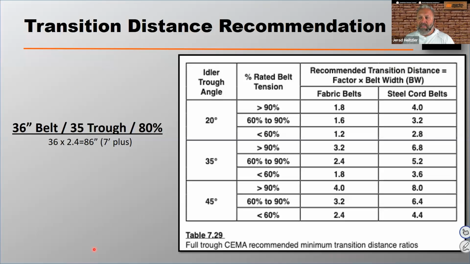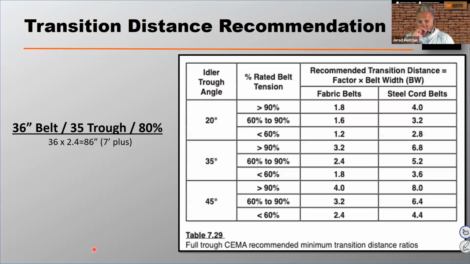So there are some transition distance recommendations, but they are only recommendations. The transition distance recommendations from CEMA will depend on the troughability, or the eventual trough of the belt, the tension rating of the belt, or how much stretch is on the belt, and then whether it's fabric or steel cord. So basically what they're giving you in this chart is a factor to multiply times the width of the belt to get what that overall transition distance should be.